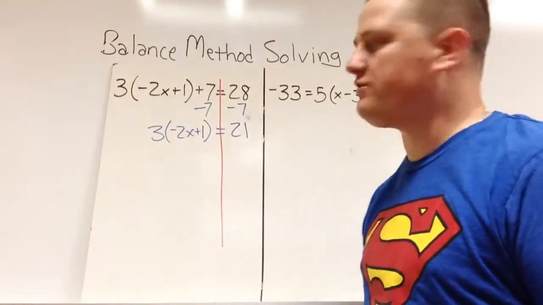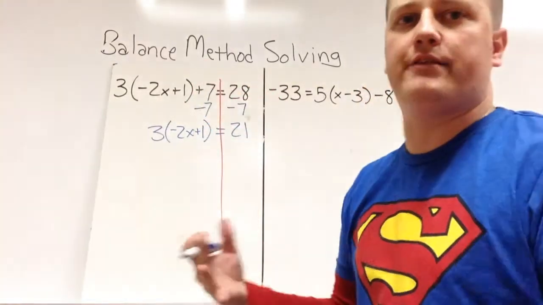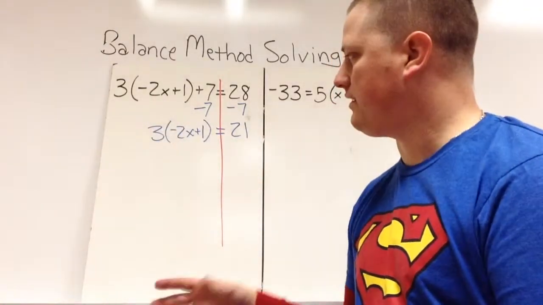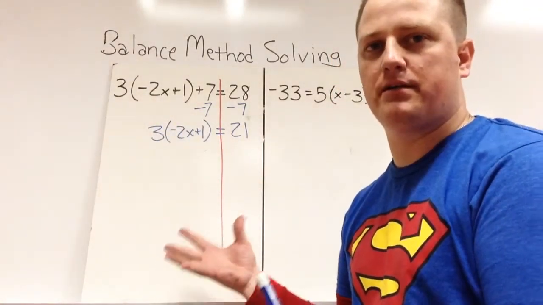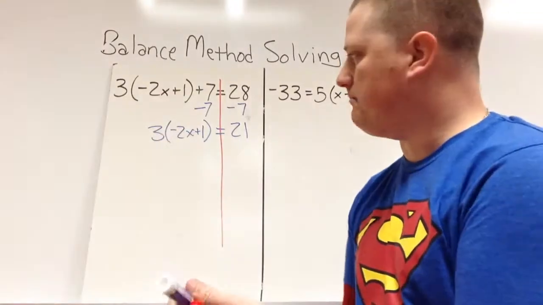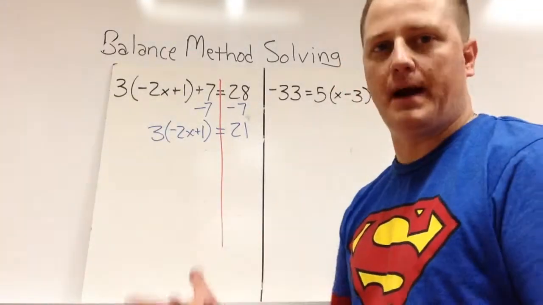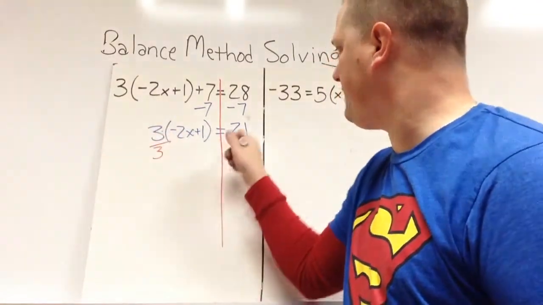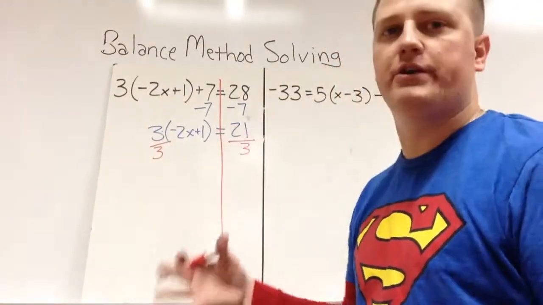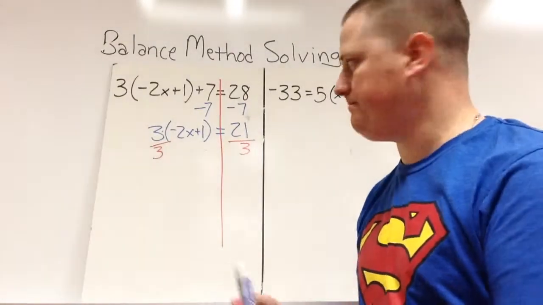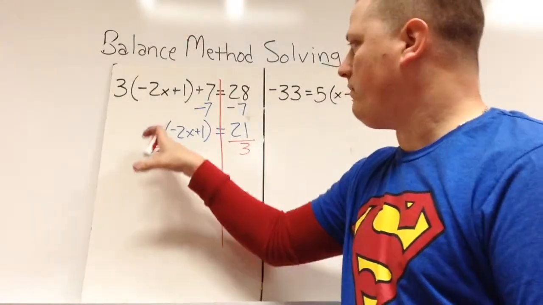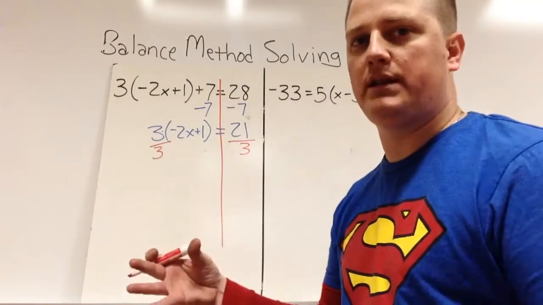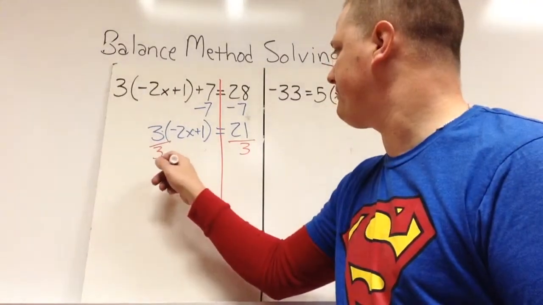Notice the plus 7 is gone because these cancel each other out. Then we would go to the last part that's left. So that would be multiplying by 3. So the opposite of multiplying by 3 is to divide by 3. And I have to do it to both sides of the equation. Now, as soon as there's no math outside the parentheses, we don't need the parentheses anymore.